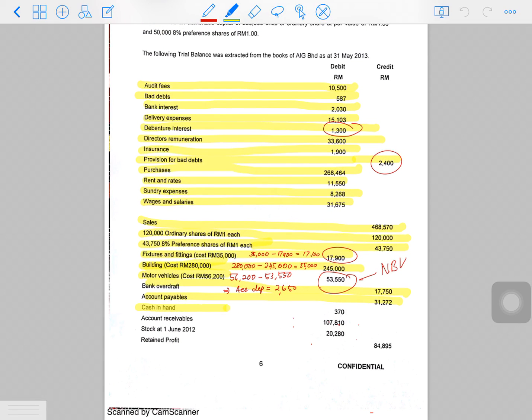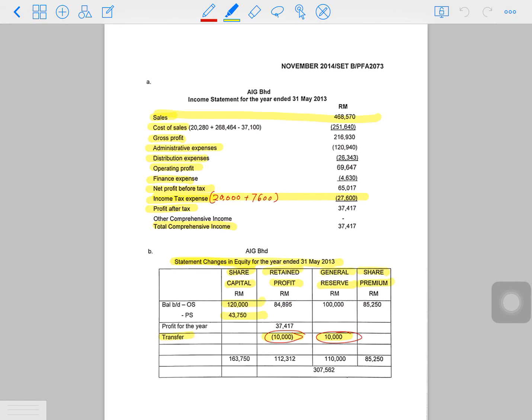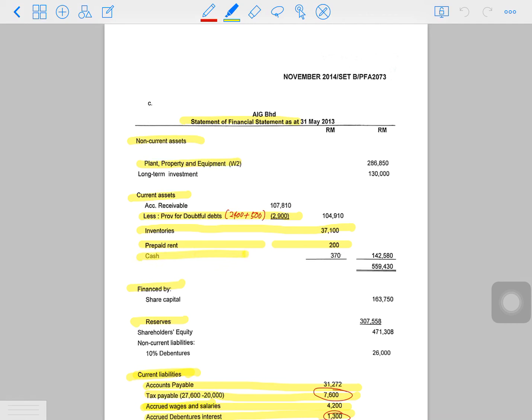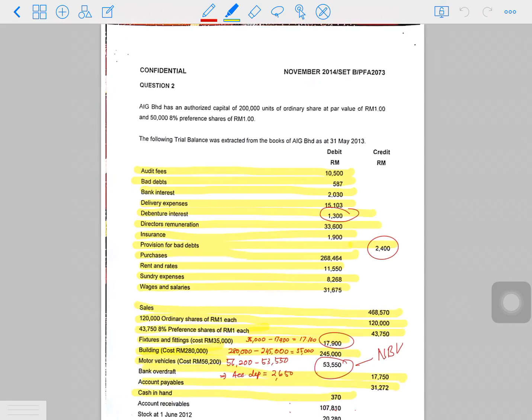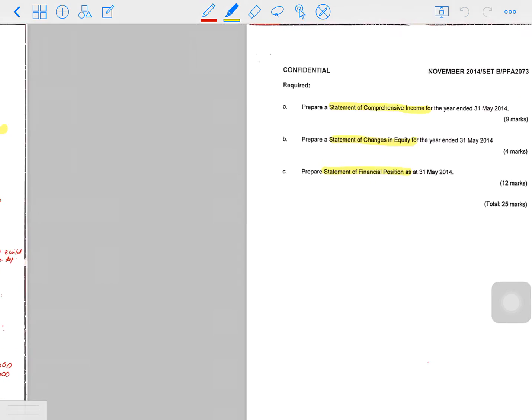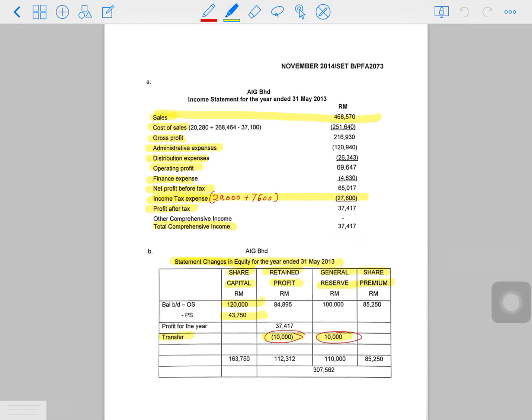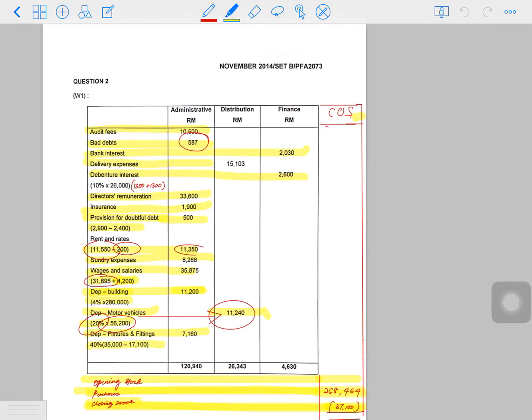Next kita ada cash in hand, 370 in your financial position. Cash 370. Account receivable, 107,810. So that would be in your financial position. Account receivable under current asset, 107,810. Okay.